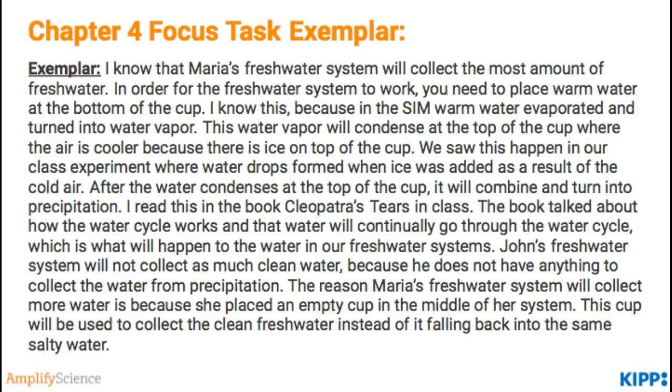All right, here's an exemplar for the Chapter 4 task. We are looking for students to claim that Maria's system will collect more water, ultimately because she has a separate freshwater collection container. Students should be using the entire water cycle process in their response.